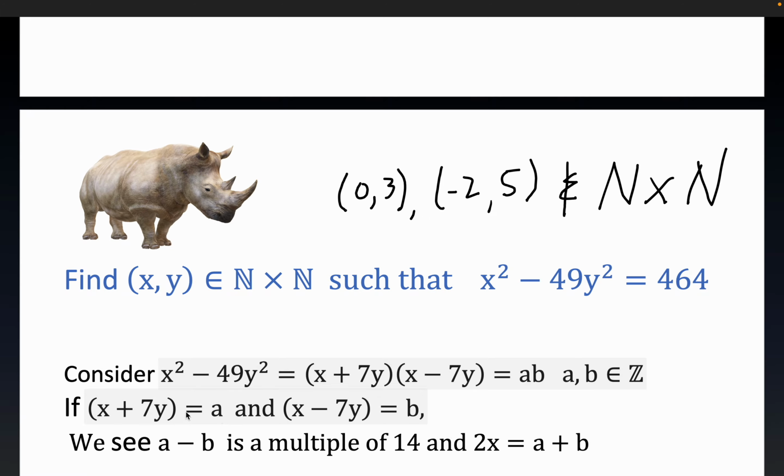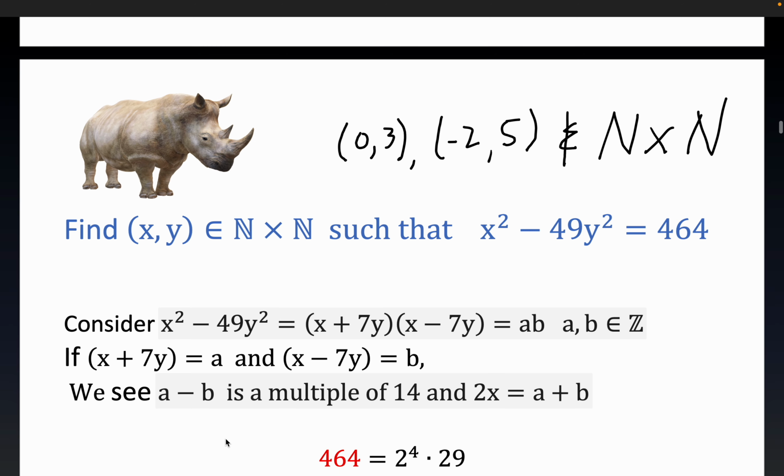Okay, so we let A equal x plus 7y and B equal x minus 7y. That would mean that A is, of course, the bigger number. Now, it's very clear that A minus B is a multiple of 14, because this would be equal to 14y. If you just subtract B from A, the x's cancel and you're just left with 14y. So that's where this multiple of 14 ends up excluding a lot of things.